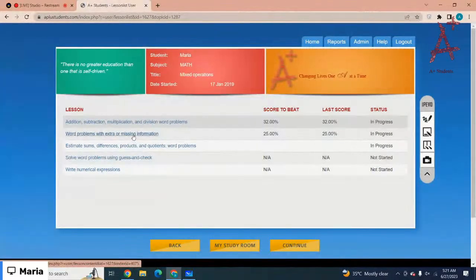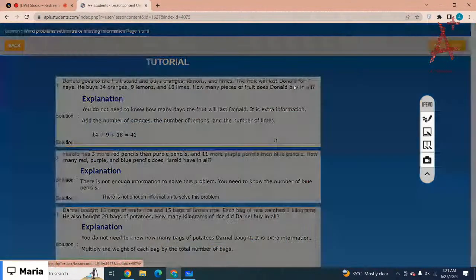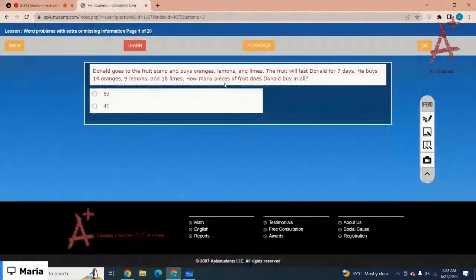The next lesson is word problems with extra or missing information. Okay, let's start with the test question. Donald goes to a fruit stand and buys oranges, lemons, and limes. The fruit will last Donald for 7 days. He buys 14 oranges, 9 lemons, and 18 limes. How many pieces of fruit did Donald buy in all? You have to calculate how much he bought in total.